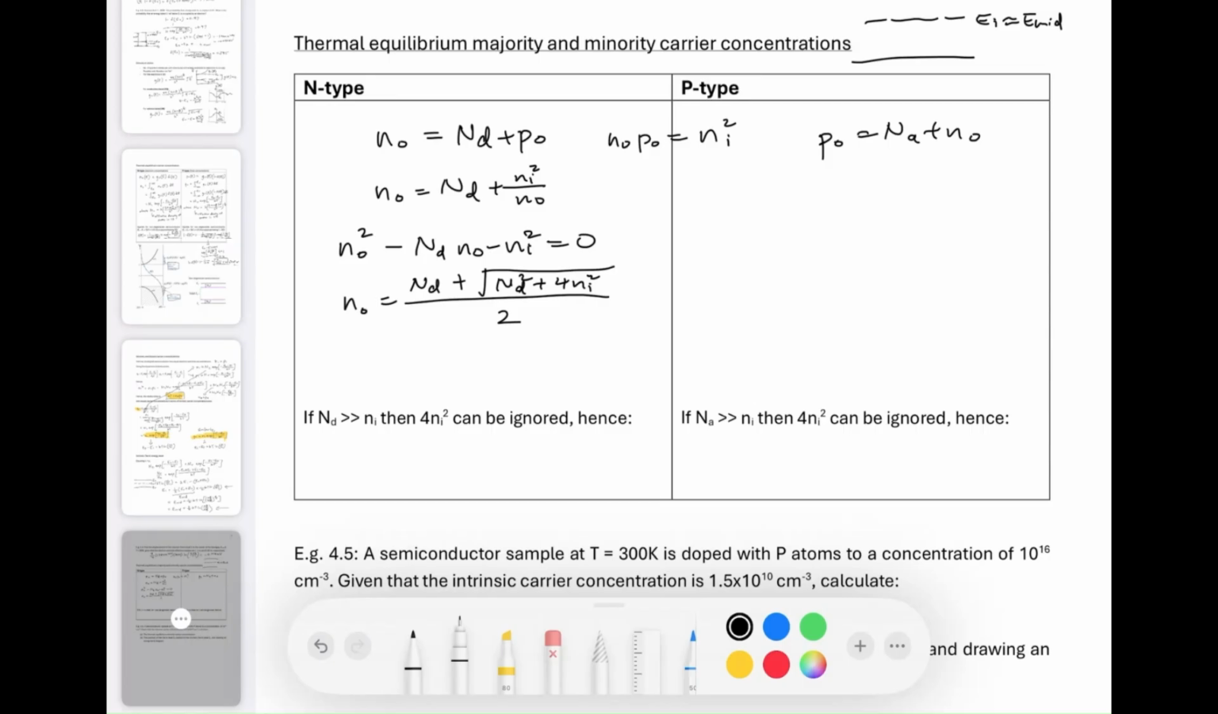So that's how you find the majority carrier concentration in N-type. Of course, the majority carrier here is the electron, and the majority carrier for P-type is the hole. So it's the same thing for P-type. We just sub in the N0.